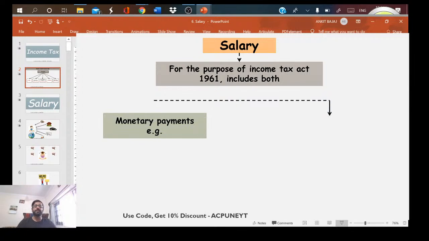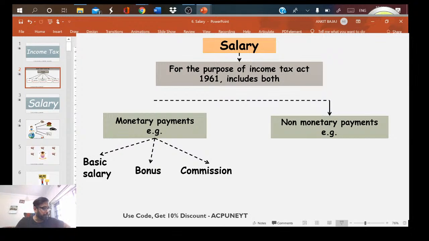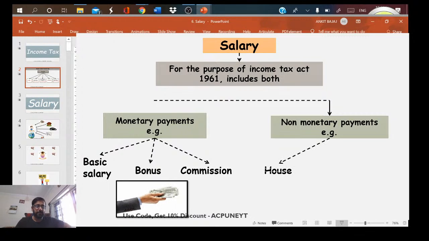Under the Income Tax Act 1961, the definition of salary is given. Sir, what is salary? Salary includes both monetary and non-monetary payment. Monetary payment means basic salary, bonus, commission. If you are receiving basic salary, bonus or commission, that will be chargeable under the head salary.